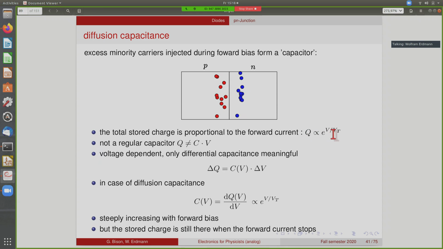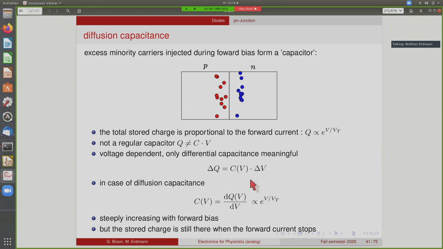This charge versus voltage behavior is obviously not a regular capacitor, because a regular capacitor would have charge equals capacitance times voltage. This is not the case here. We have a voltage-dependent amount of charge that is stored. So you can treat it as a voltage-dependent capacitance, and you can only write it as a capacitance meaningfully for small changes. You can look at how much additional charge we store when we change the voltage by a little bit, and the proportionality here is called the differential capacitance.